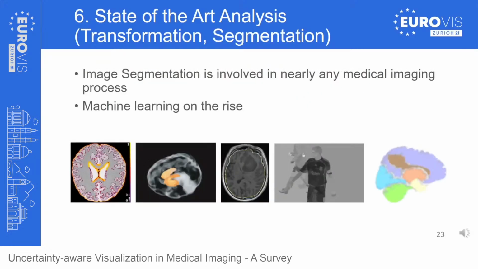Let's continue with the next step of the transformation, which is image segmentation. Image segmentation is a fundamental task in medical imaging as it is involved in nearly any task of medical imaging itself. This comes down to the necessity of separating different tissues or structures in the human body for further analysis. The first observation we can make is that machine learning is massively on the rise. I want to show you 5 examples that we extracted from our state-of-the-art analysis that show the variety of the found approaches.